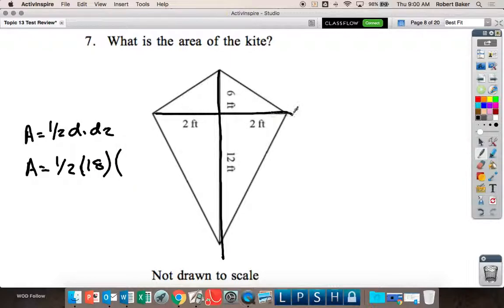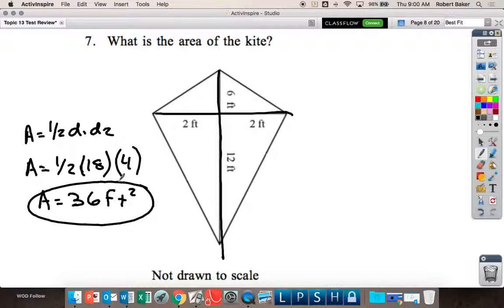times 4. And 1/2 times 18 times 4 is 36 feet squared. So you have to use the length of the whole diagonal. 2 plus 2 is 4. And 6 plus 12 is 18. So it's the length of the entire diagonal.